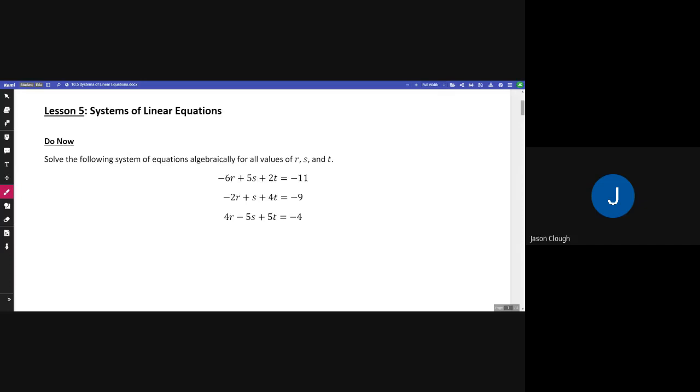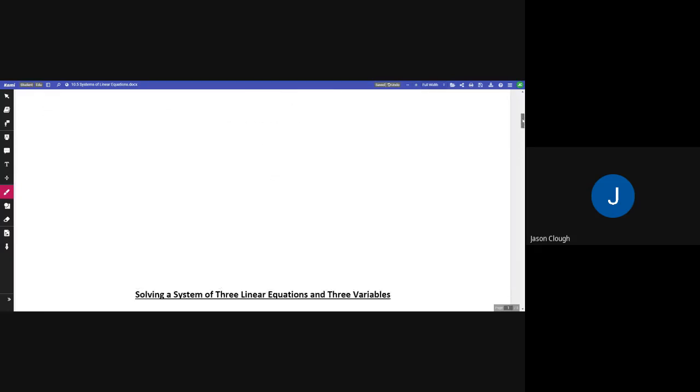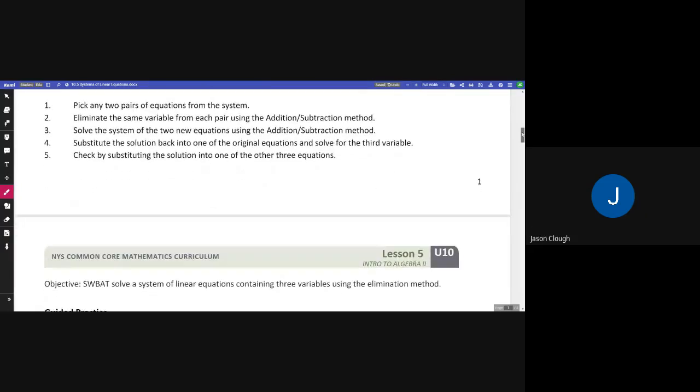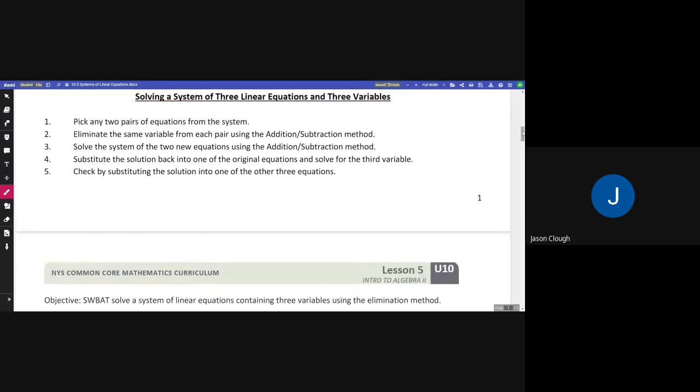So here's the do now. I recommend that you work on this. My big tip is to either get rid of the R terms or the S terms. In my opinion, those are the ones that are the easiest. In particular, I believe this one would be your main equation. So that's my big tip to you. Again, make sure to review these steps. Hopefully you remember by now.